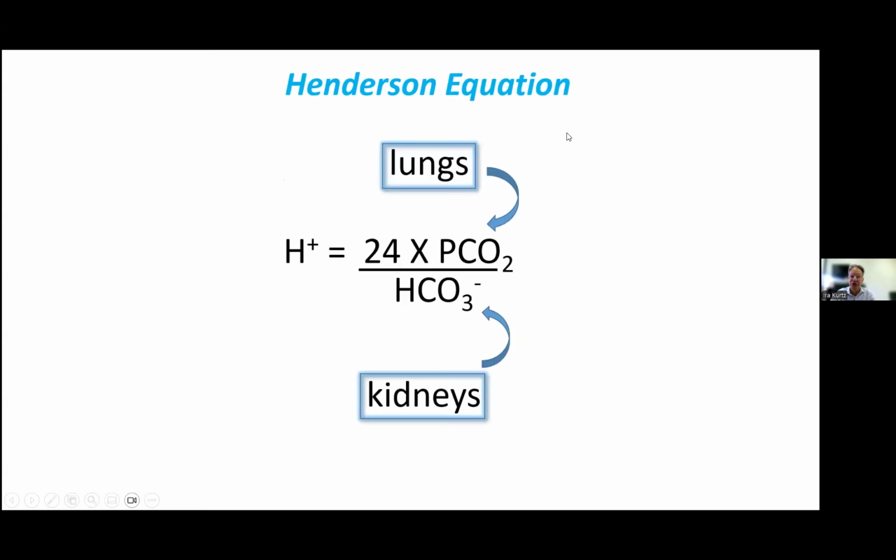So the other reason for knowing the Henderson equation, not only because that's what can be used to calculate the bicarbonate simply without having to use the Henderson-Hasselbalch equation, is because these parameters that are in the equation represent organ physiology. The lungs are what determines the PCO2, and the kidneys determine the bicarbonate.